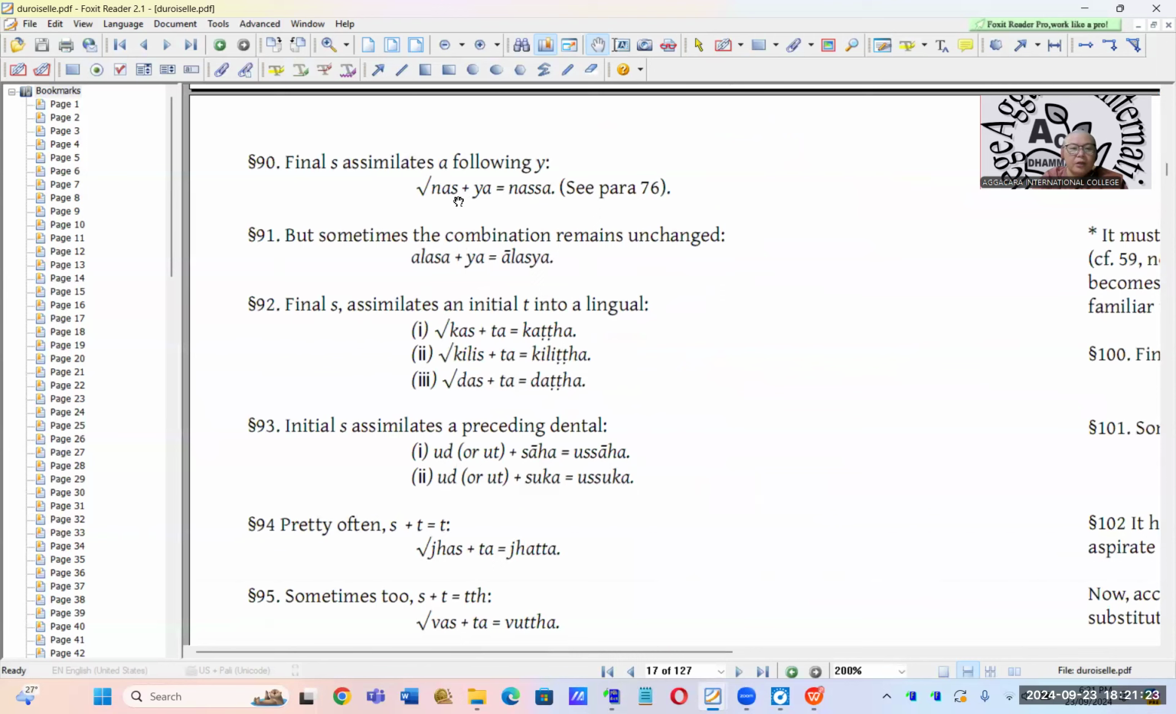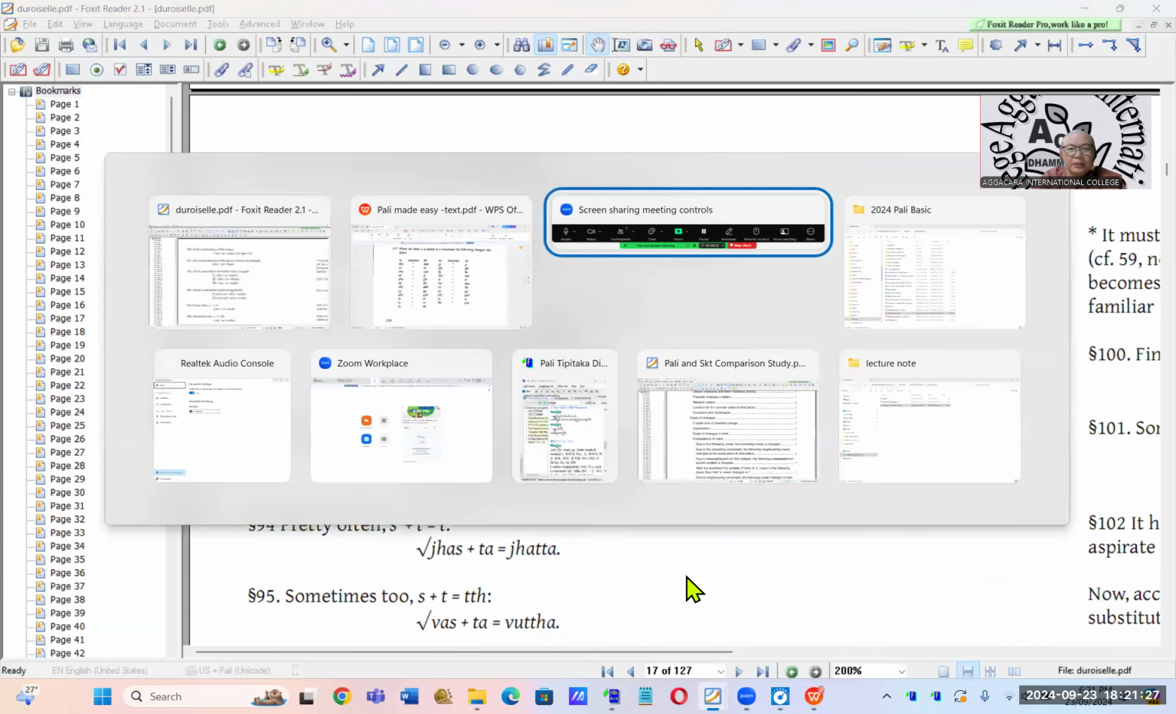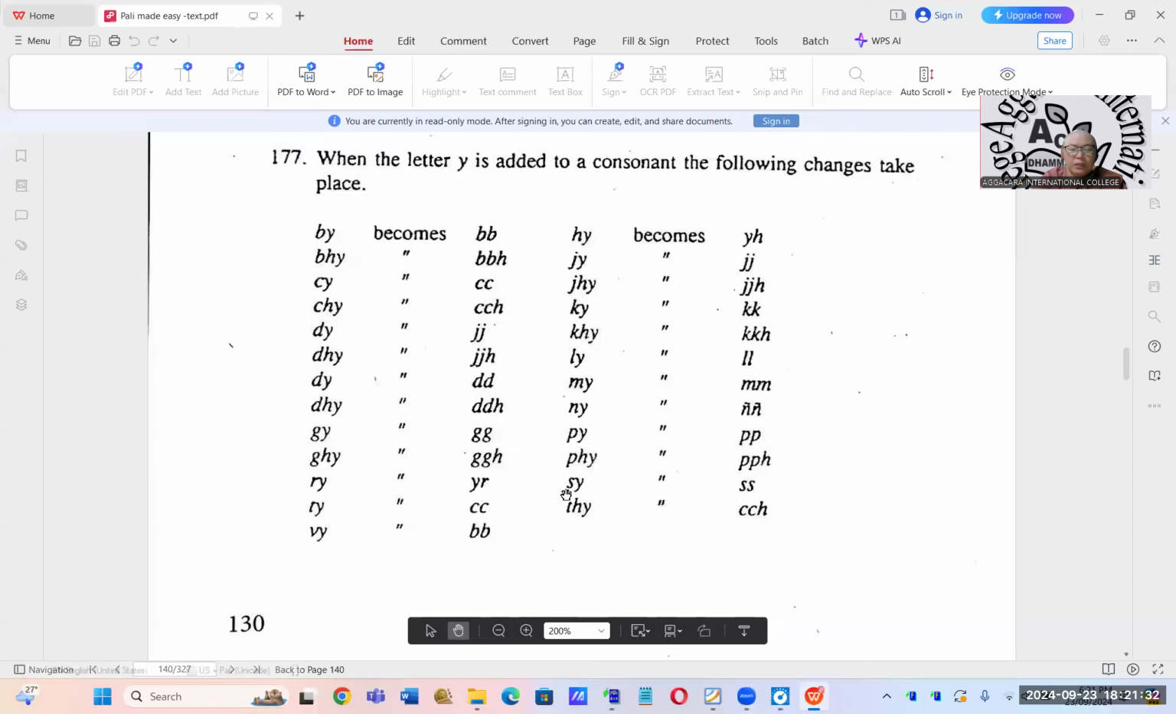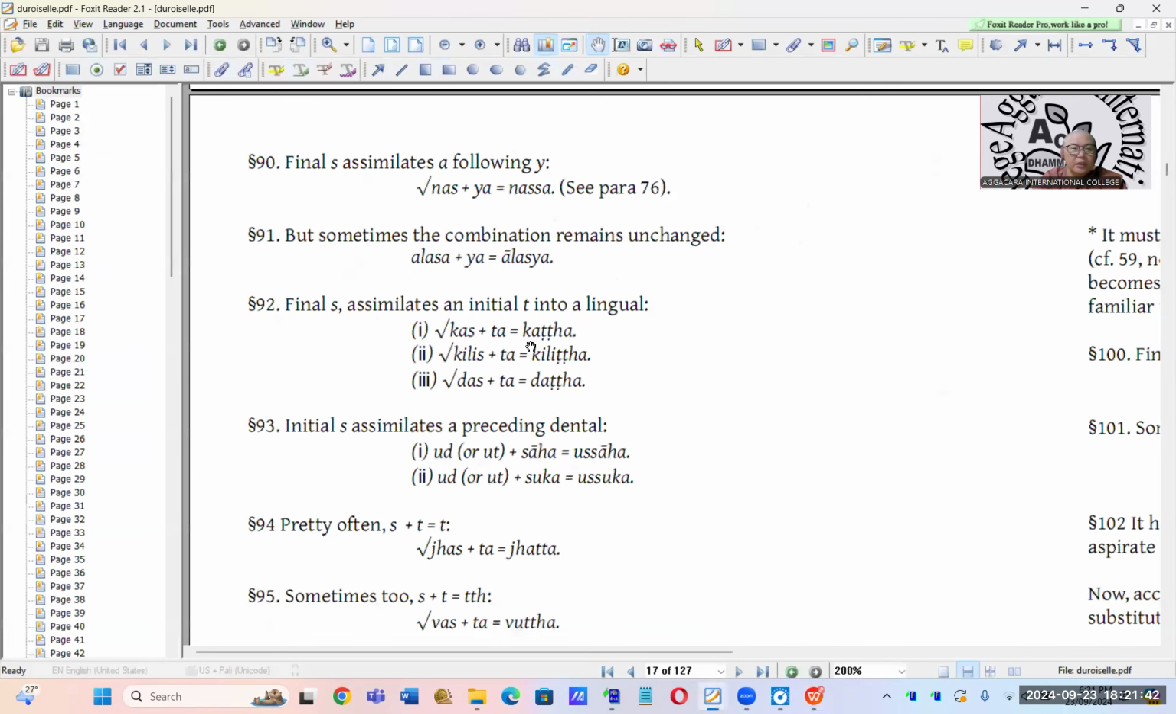And also when it comes to Y, it becomes SS. Look at this example. Yes, S and Y sometimes become SS in the Pali lesson 33. Okay, SY becomes SS here, right? But sometimes you can remember it's unchanged. S and Y you just combine, it still remains SY. So this means laziness.